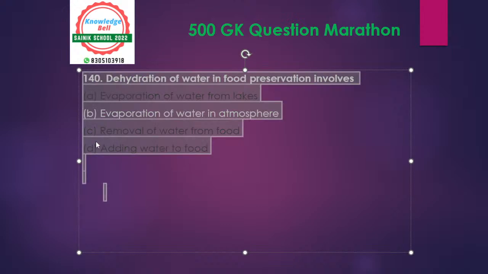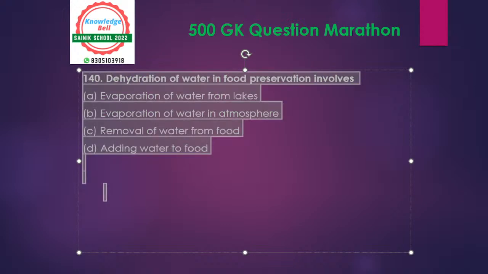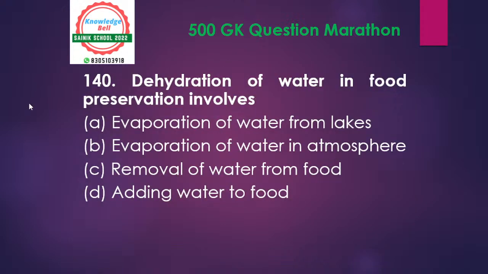The next question: dehydration of water in food preservation involves. What happens in the process of dehydration? Evaporation of water from lake, evaporation of water in atmosphere, removal of water from food, or adding water to food. Good. Shri Raghu is correct here. Hemashri is also right. Pratyaksha is also correct. Sarthak is also correct. Good. Correct, Darsh.